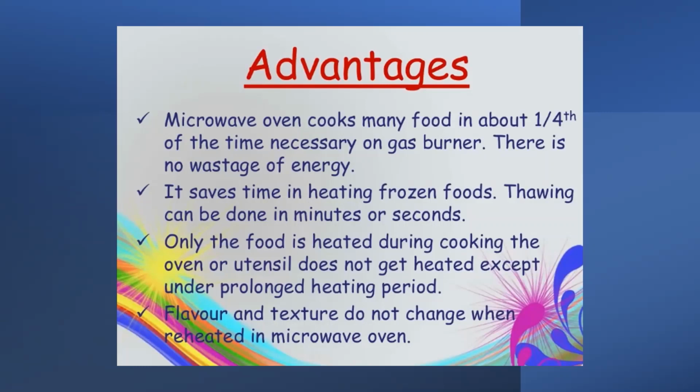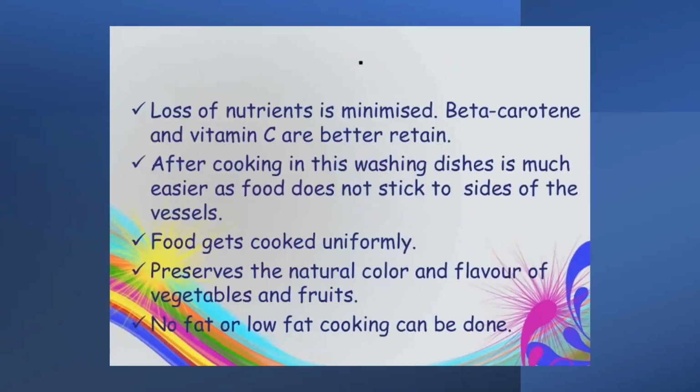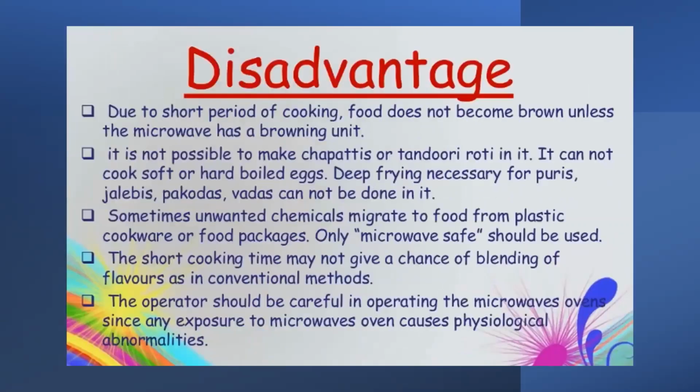Only the food is heated during cooking. The oven or utensils do not get heated except under prolonged heating. Flavor and texture do not change when reheated in a microwave oven. Loss of nutrients is minimized. Beta carotene and vitamin C are better retained. After cooking, washing dishes is much easier as food does not stick to the sides of the vessels. Foods get cooked uniformly. It preserves the natural color and flavor of vegetables and fruits. No-fat or low-fat cooking can be done.